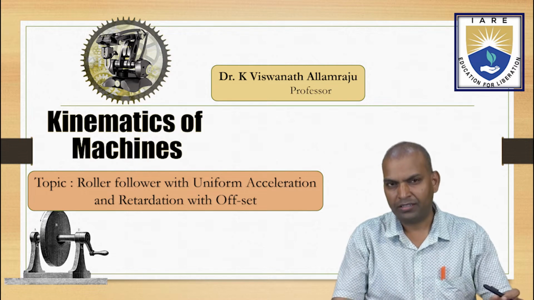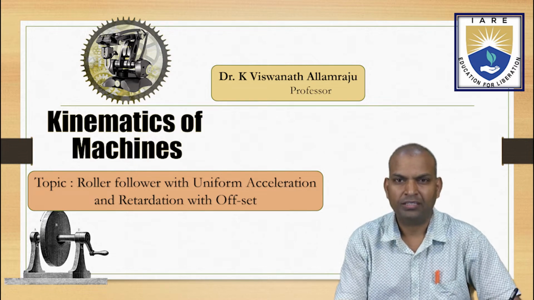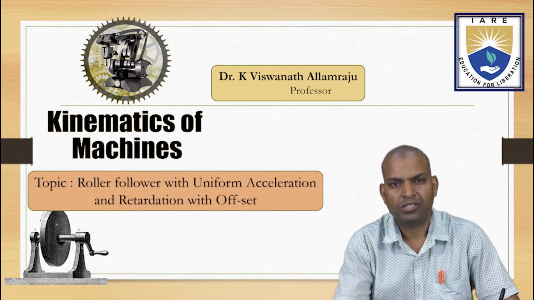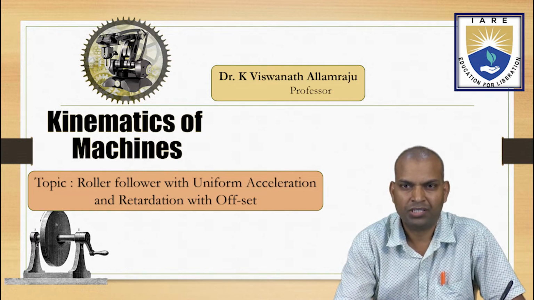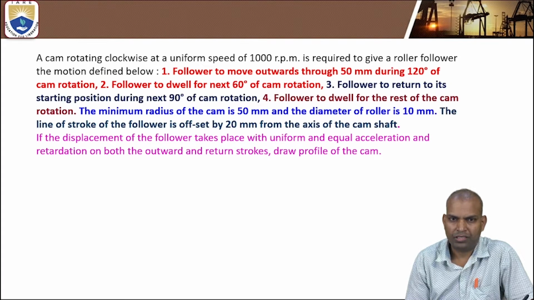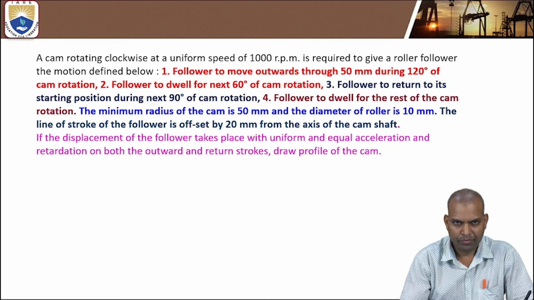Now we are going to study in this session how to draw a cam profile when the roller follower has a motion of uniform velocity, uniform acceleration and retardation with offset. So here we are going to draw a cam profile by taking the example of a problem.